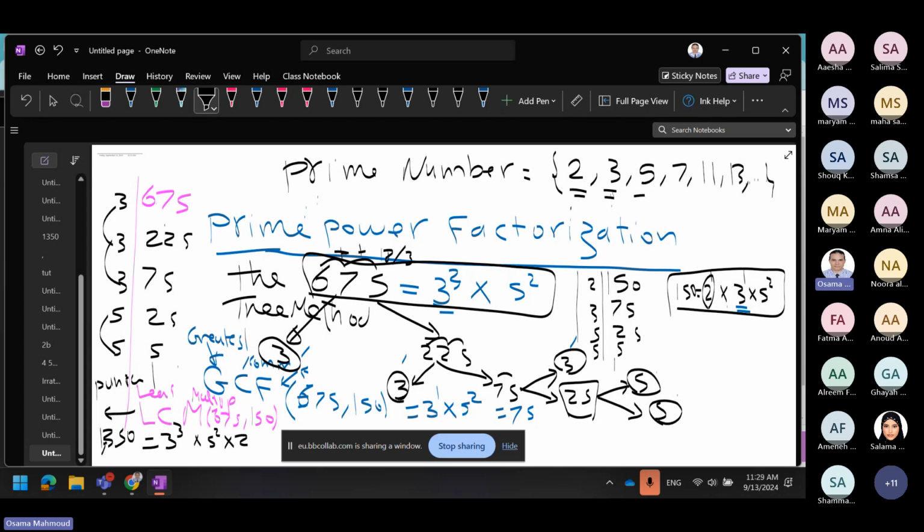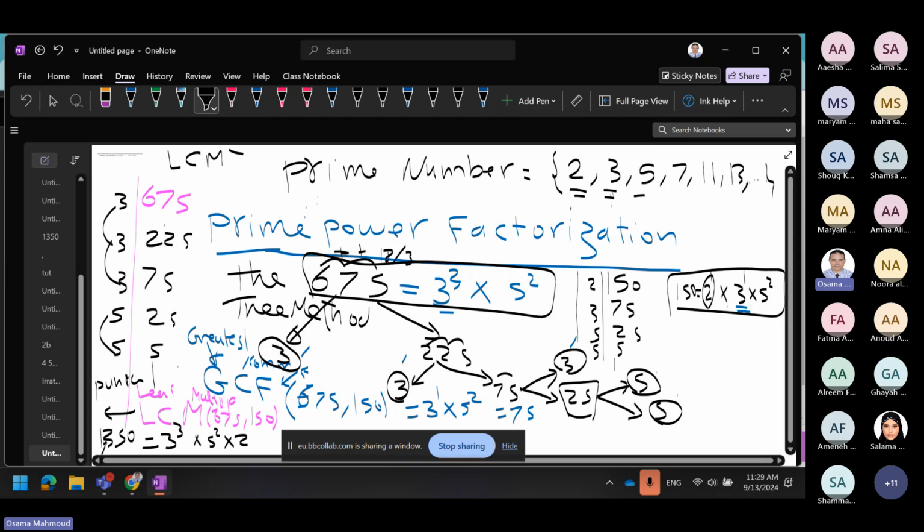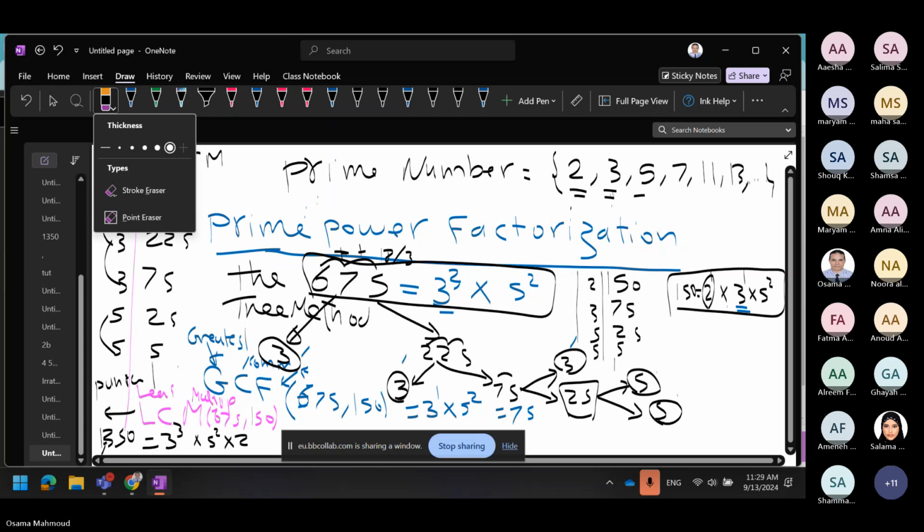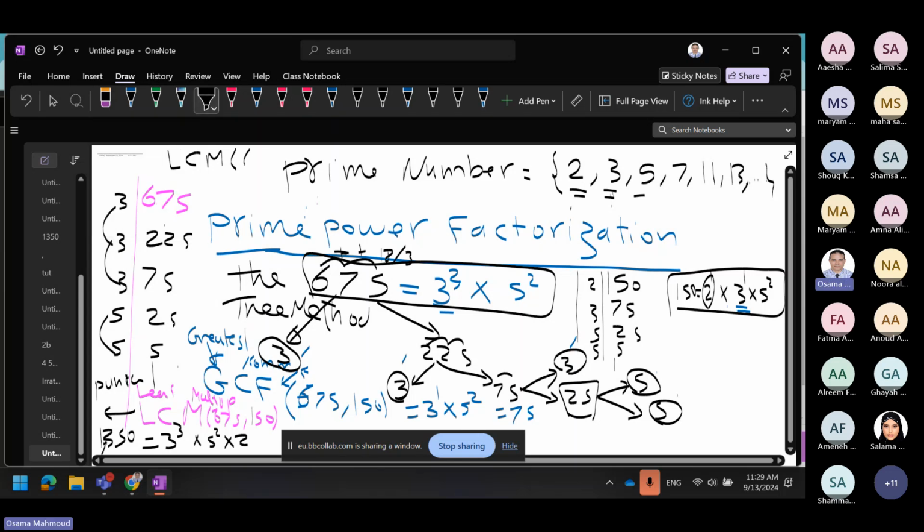Now, what do you notice? You notice the LCM is bigger than the numbers. And why? The LCM for any 2 numbers, say 675 and 150, is bigger than any one of them, bigger than 675 and also bigger than 150. But the greatest common factor for these two is less than or equal to any one of them, right? So if you have multiple choice, you can exclude the wrong answers, right?